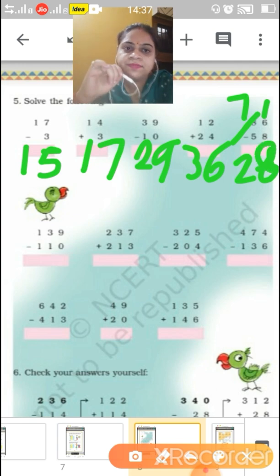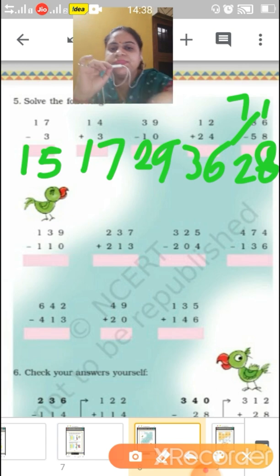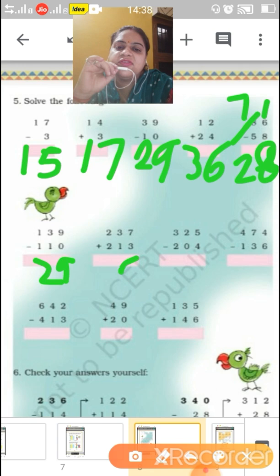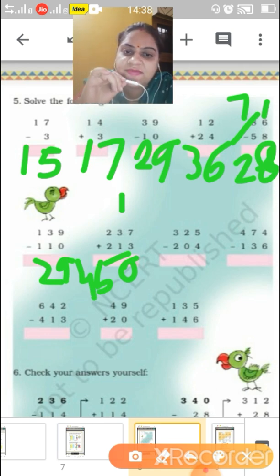Okay, children. Now next, 139 minus 110, that is 9. Here 2 and here 0. So that is your 29 we will get. Now add 237 plus 213, that is 7 and 3, 10. 3 and 1, 4 and 1, 5. And 2 and 2, 4. So your answer is 450.